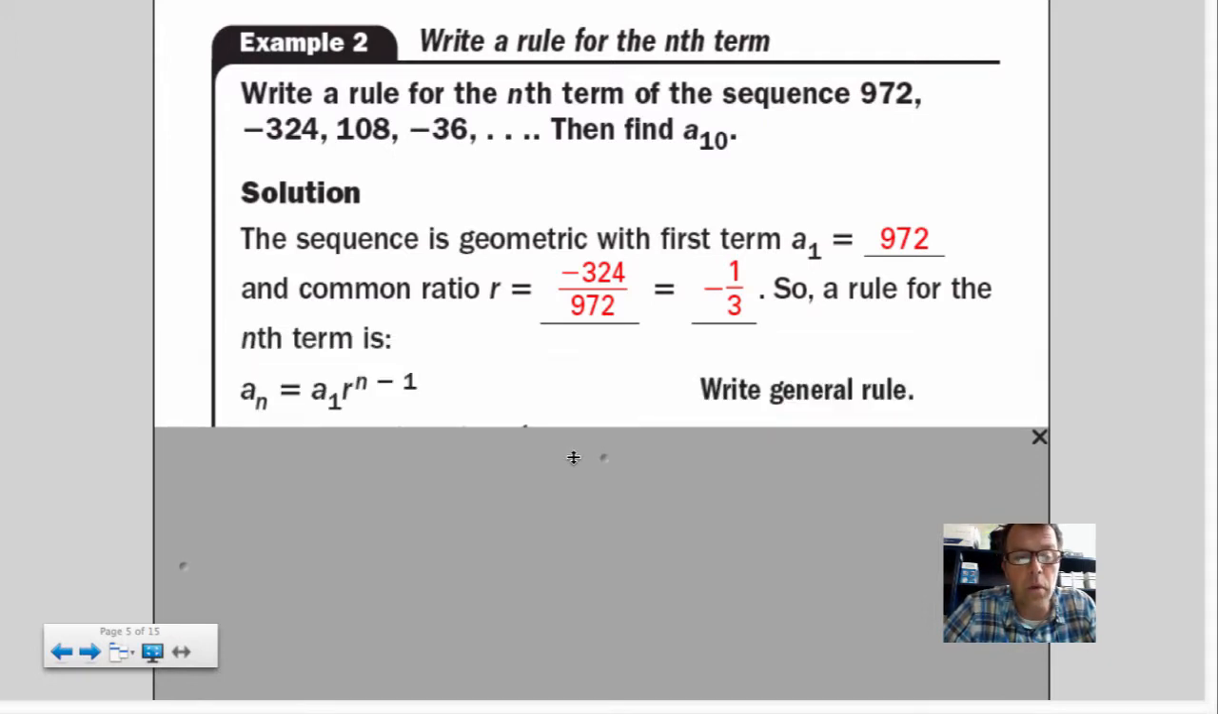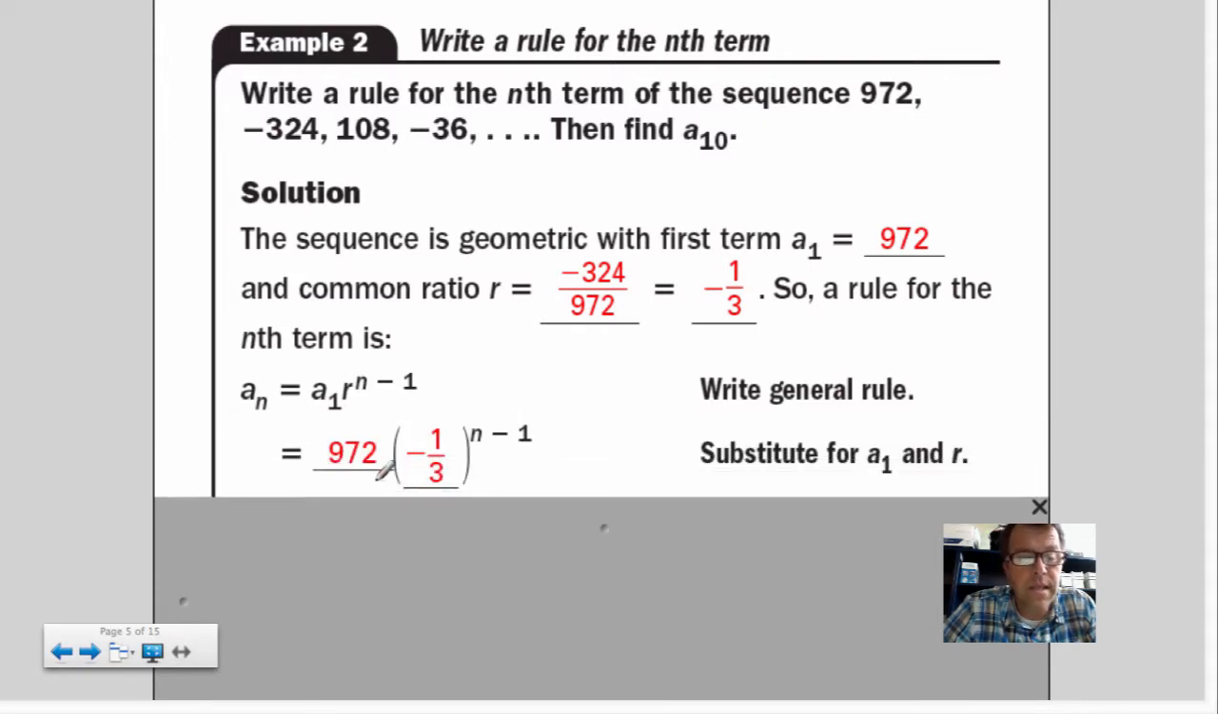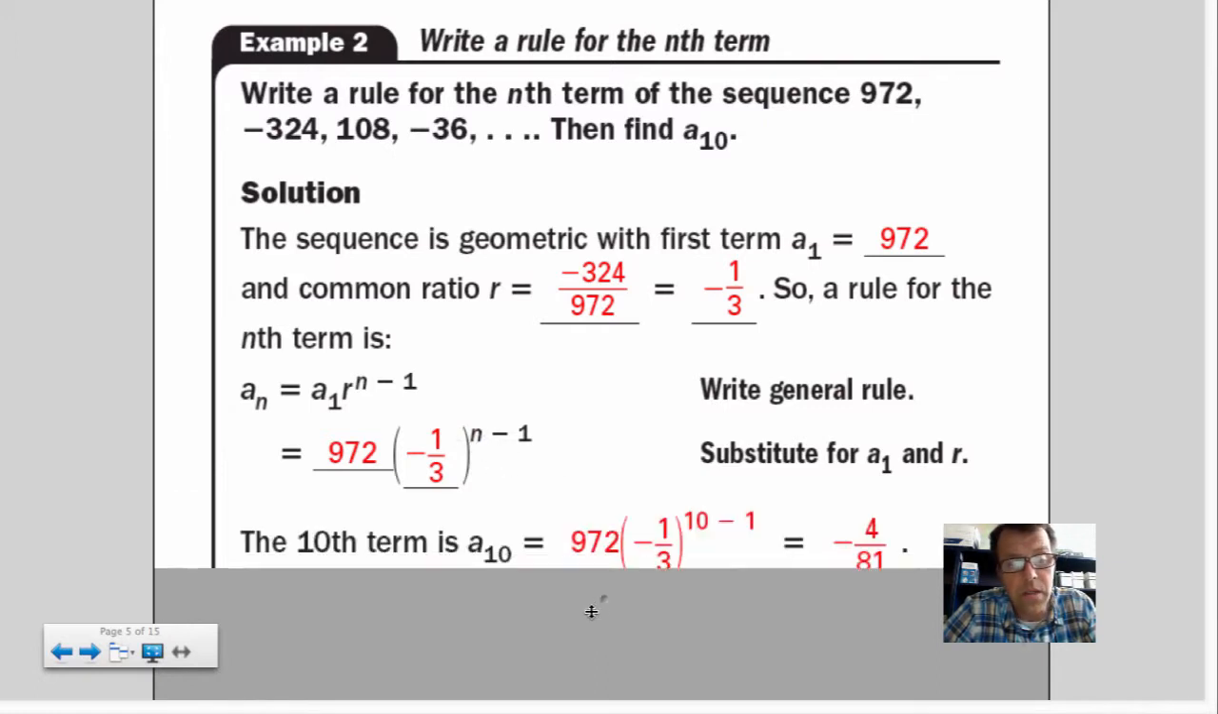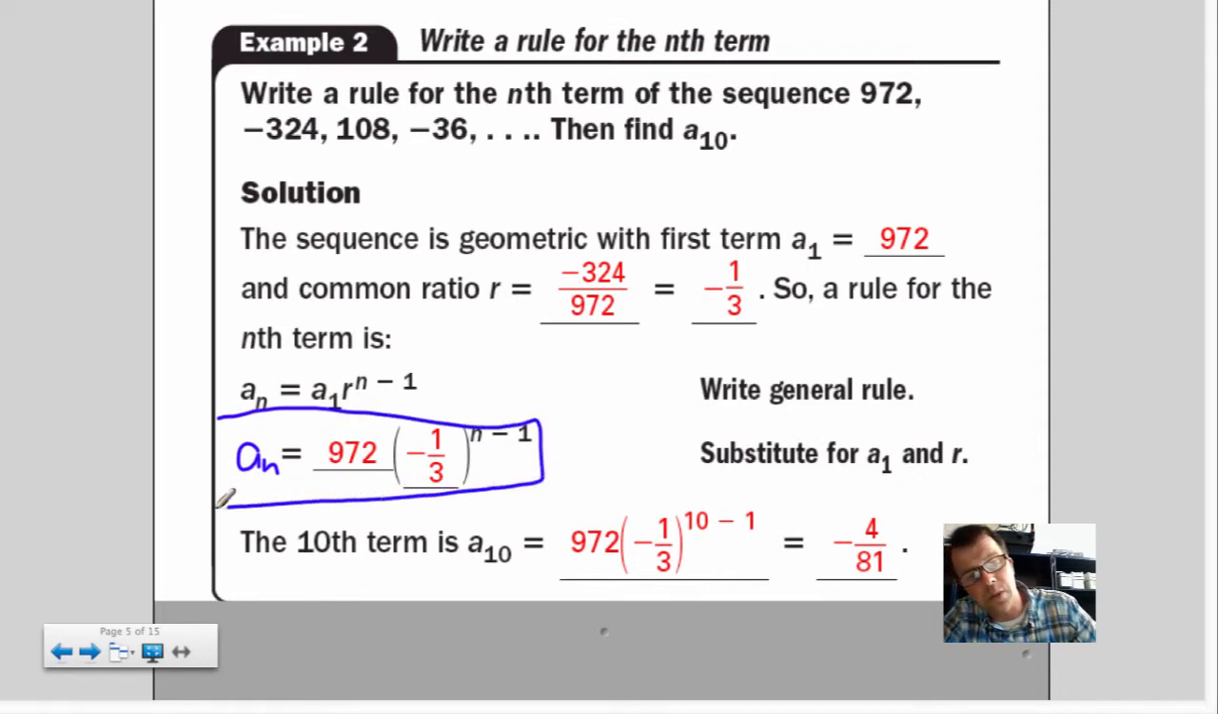And so our rule, there's the formula. Our first term is 972. Our ratio is -1/3. And then you're done. That's your rule. Right? And again, I wish that book was better about this, and I know I talked to a bunch of folks today. I think when you finalize and circle your rule, you should say a sub n. I think it just makes it a more complete statement. The nth term of a geometric sequence is given by this rule.